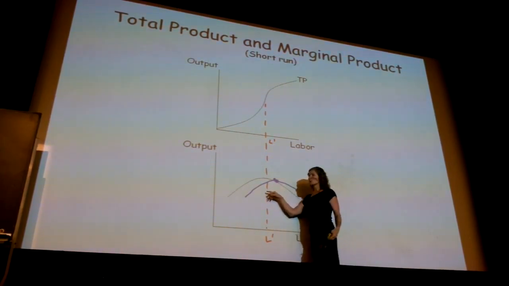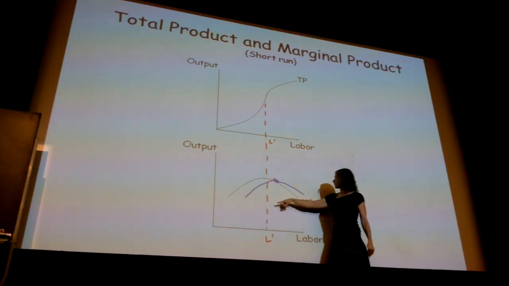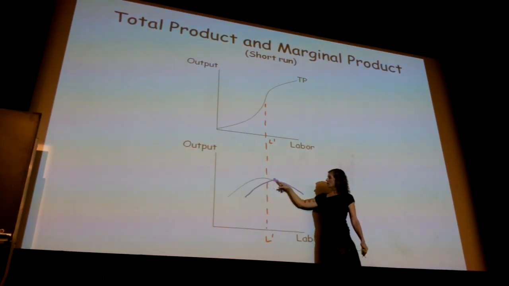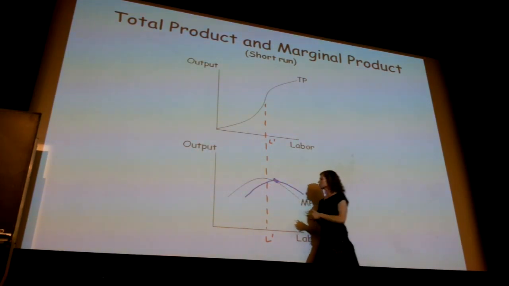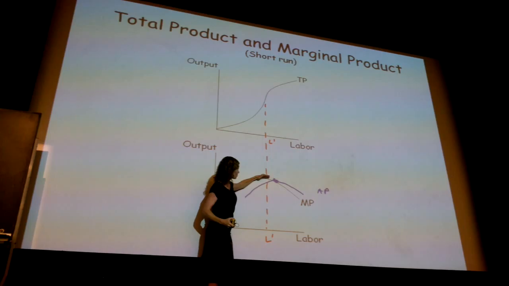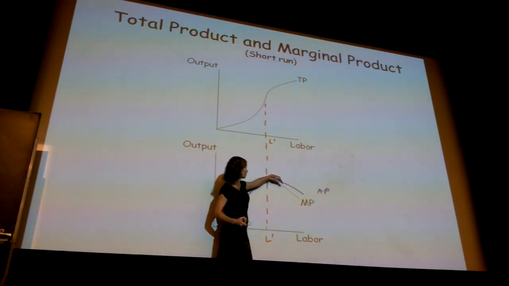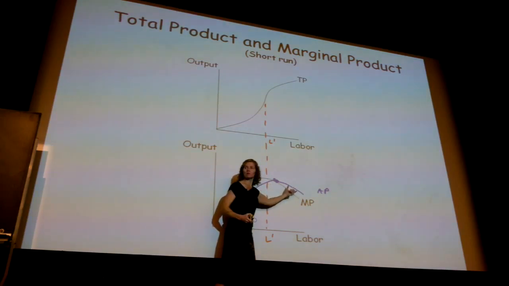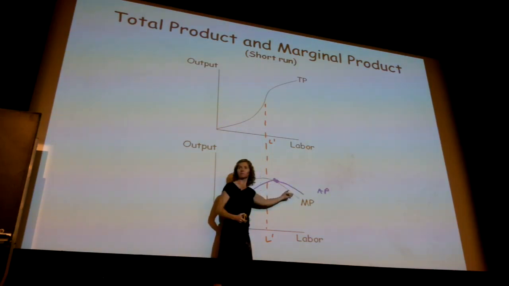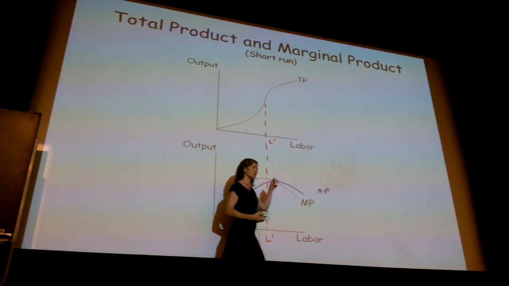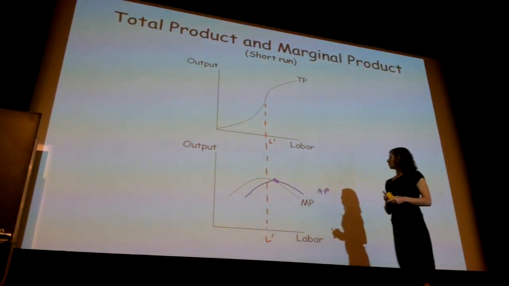So that is the reason why the average product curve hits its maximum right where it intersects the marginal product curve. Whenever the margin is greater than the average, the average has to be increasing. And whenever the margin is less than the average, the average has to be decreasing. That's the basic idea.